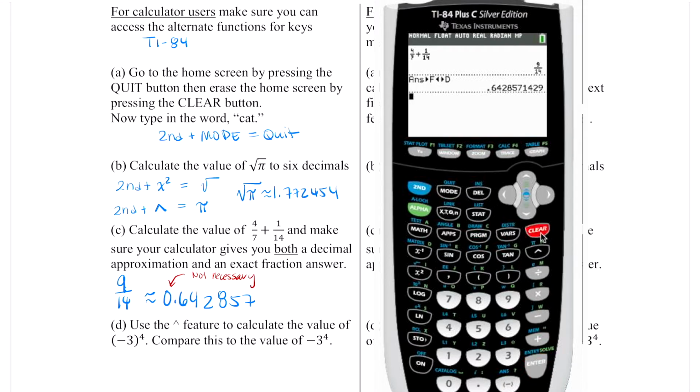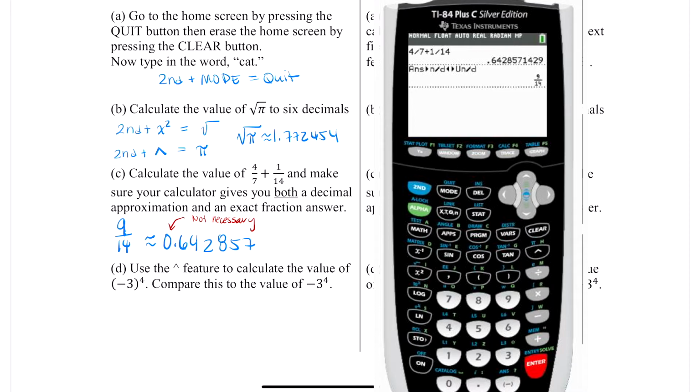I'm going to clear this. And let's go ahead and do this a different way. So now I'm just going to type in 4, the divide symbol, 7, and then plus 1 divide 14, and hit enter. And look, now it gives me a decimal as my answer right away since I typed this in as division, and that matches the same answer we already have. So if you want to convert this to a fraction, go ahead and hit your math menu, go back, and then you're going to want to go to option 4, enter, and there it is, 9/14.